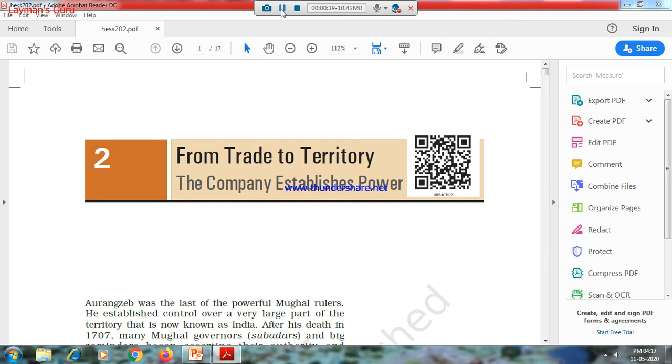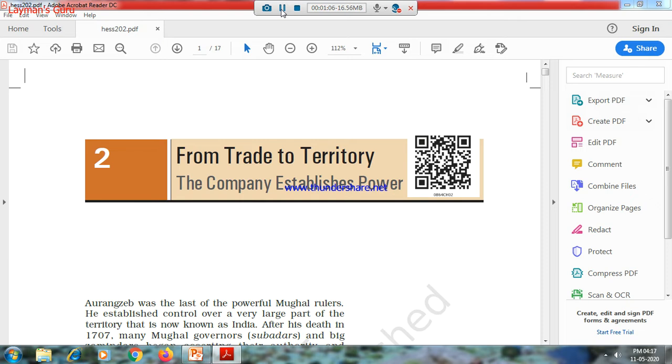But why did they come as a trader? See, in history, one thing is very important. When you read about one particular happening or incident, you need to find out what is the cause of that incident and what is the effect of that incident. So these two things we need to keep in mind when we are reading history.